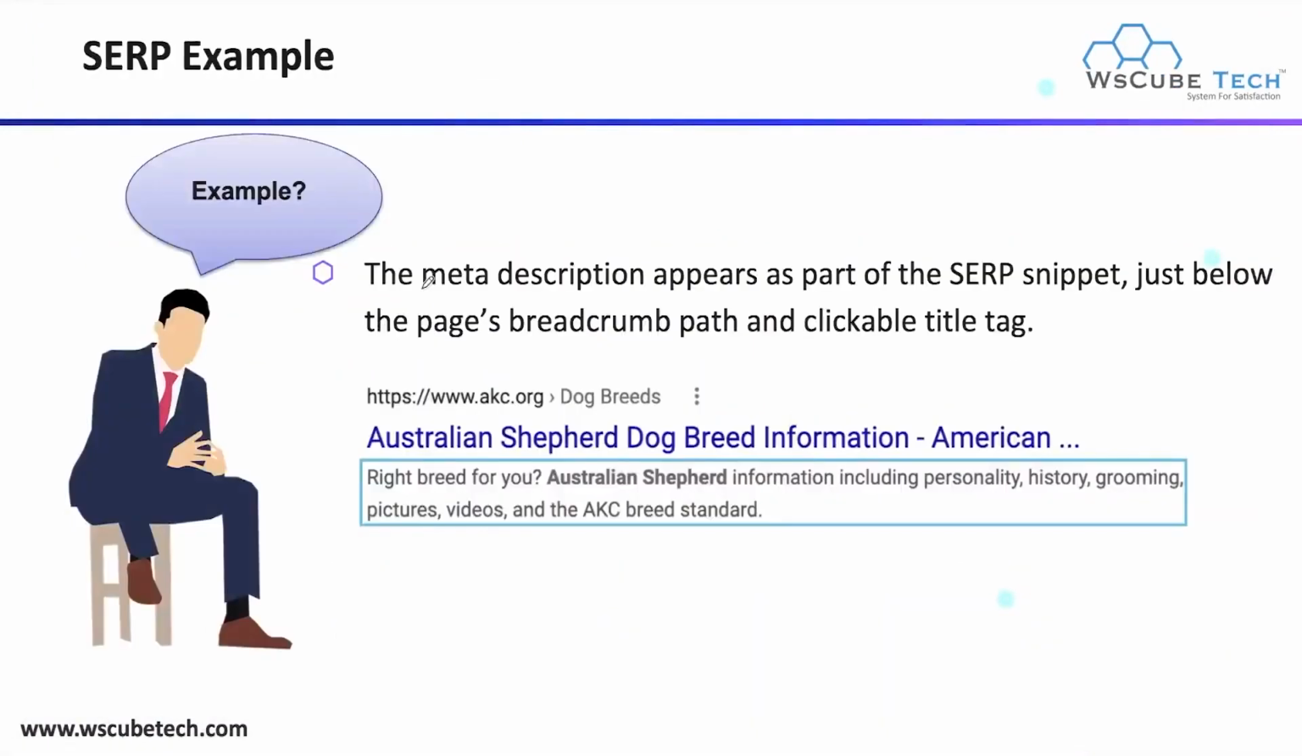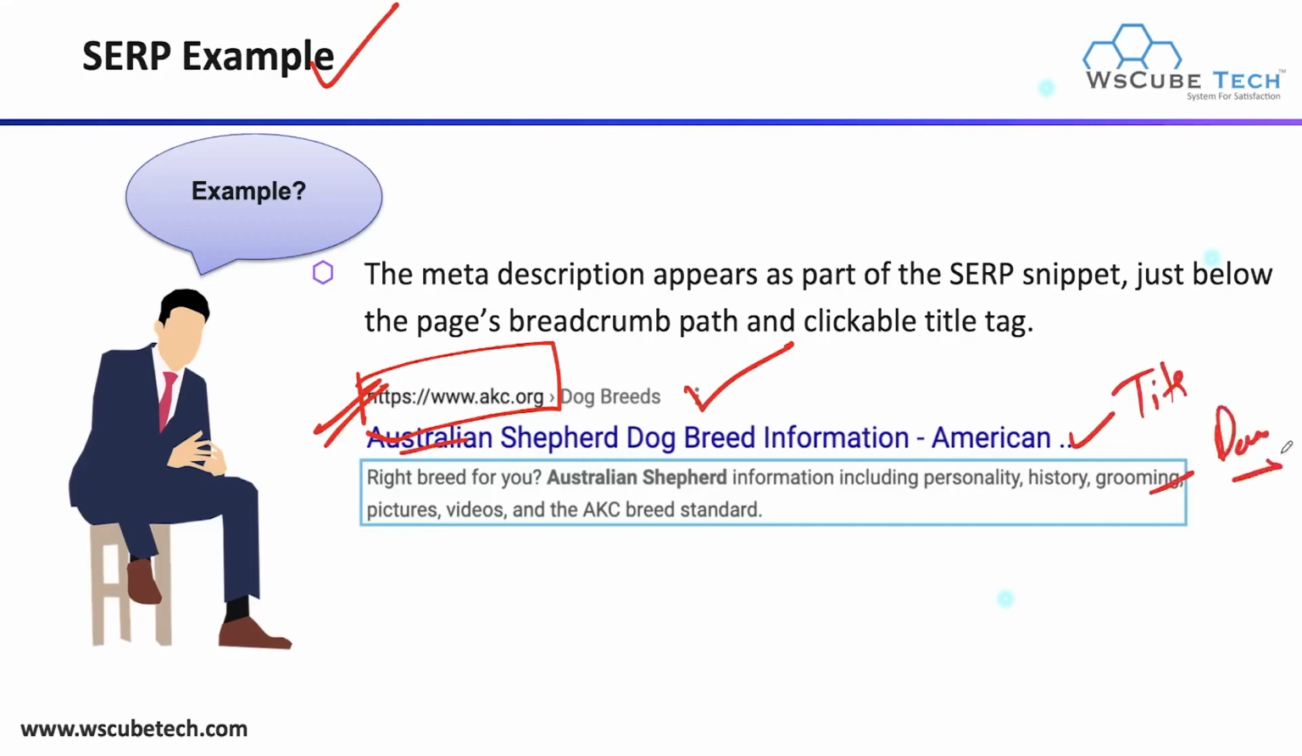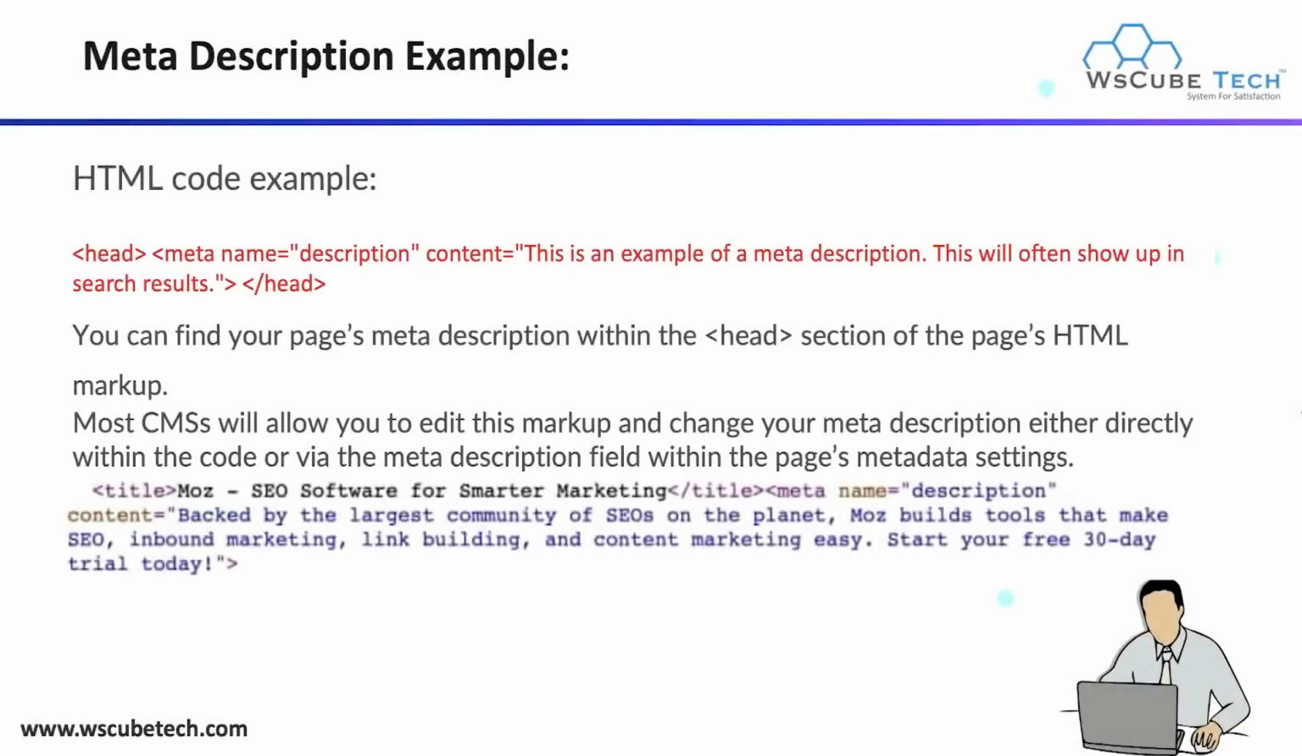Next we have a search engine result page example. Here as you can see, one example there. This is another example where this is the URL of the website. This is your landing page URL. After that, this is known as your title and this is known as your meta description. So this meta description appears on your search engine result page.